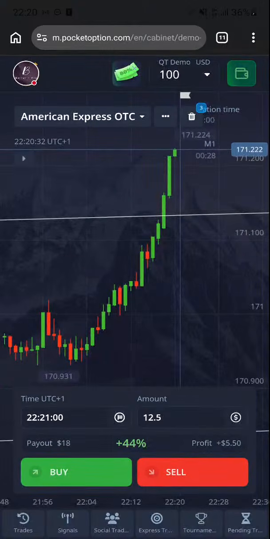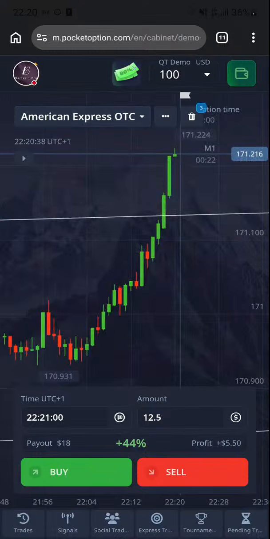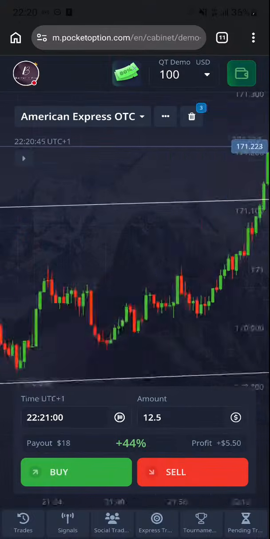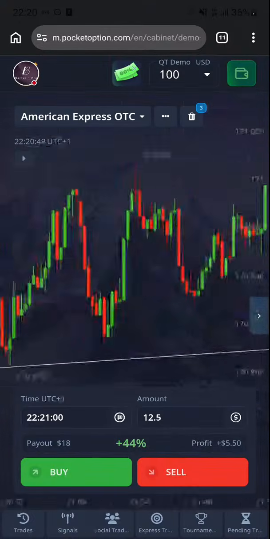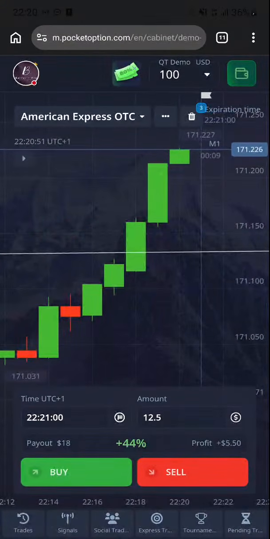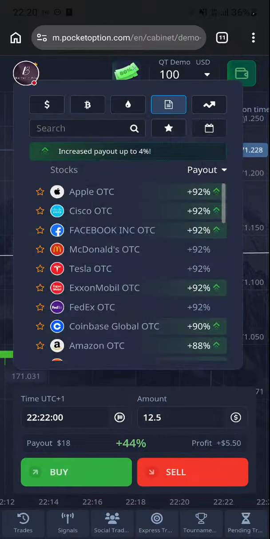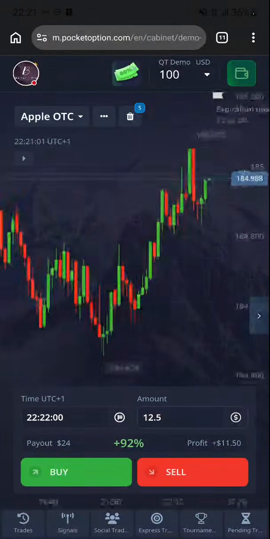Now, this is the reason why I usually don't trade all the stocks, because they are not very stable like that. Look at this now. So 92 before, now it has dropped to 44. You understand? So things like this are very annoying, especially when you're trying to take a trade. You did all the analysis, and the next thing, you have 44. It's just annoying. So I have to abandon that market now and check another market.